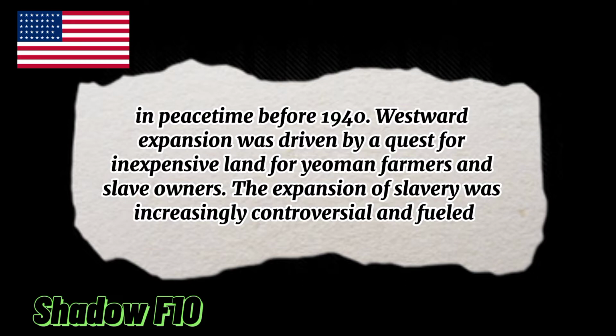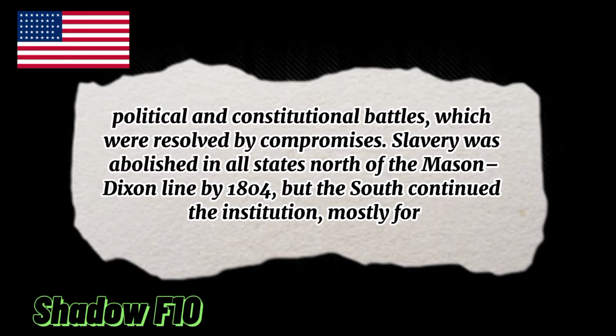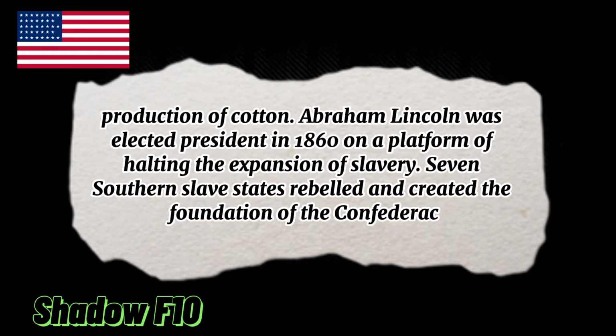The expansion of slavery was increasingly controversial and fueled political and constitutional battles, which were resolved by compromises. Slavery was abolished in all states north of the Mason-Dixon line by 1804, but the South continued the institution, mostly for the production of cotton. Abraham Lincoln was elected president in 1860 on a platform of halting the expansion of slavery. Seven Southern slave states rebelled and created the foundation of the Confederacy.